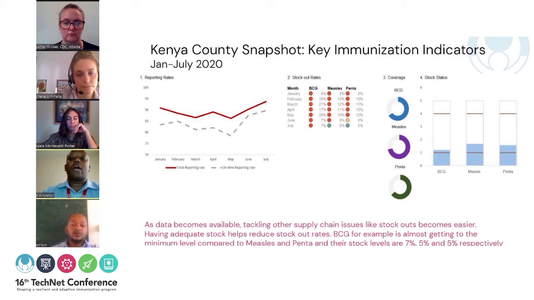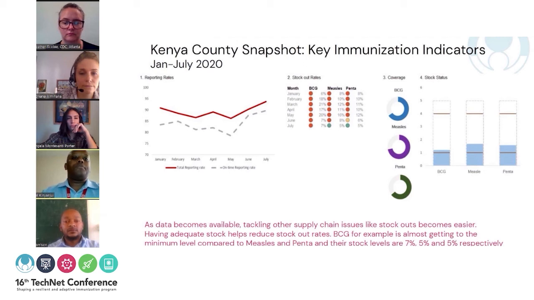One other indicator that we track is the stockout rate, which measures the service delivery points that are experiencing stockout. So by looking at these indicators, you are able to determine the productivity of your supply chain. And of course, this is measured by the immunization supply chain performance, and this you'll get from coverage.